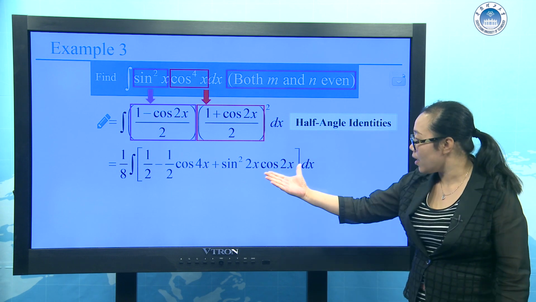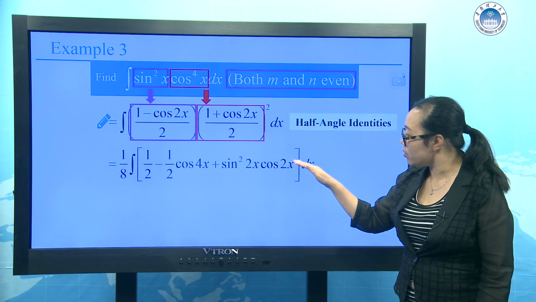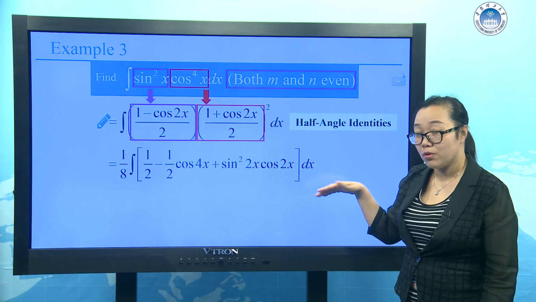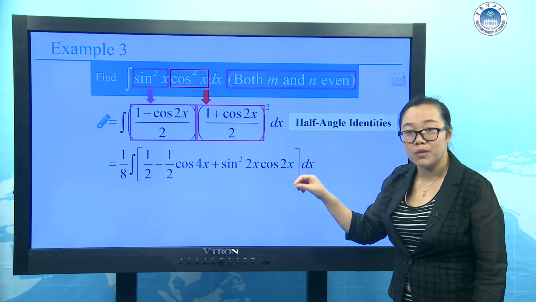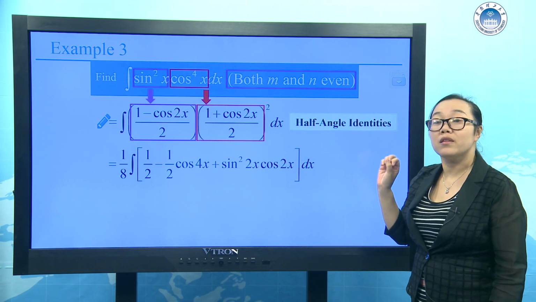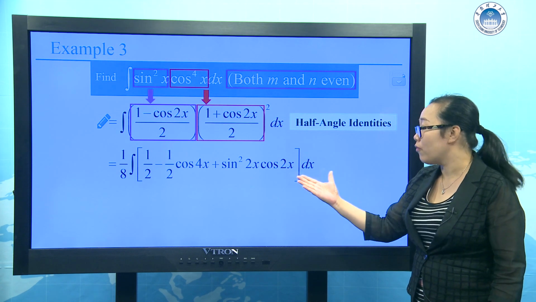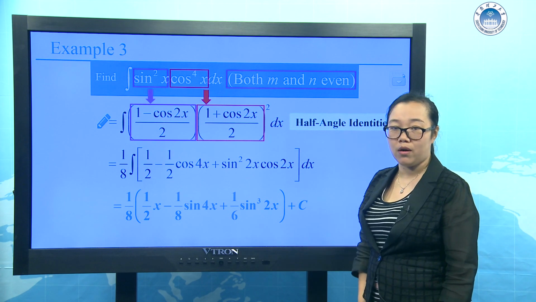Now look at the last term, sin double x squared times cosine double x. Do you remember the substitution? Sin u squared, keep it, and the cosine u taken in becomes d sin u. So we can finish it. Together we have the final result.